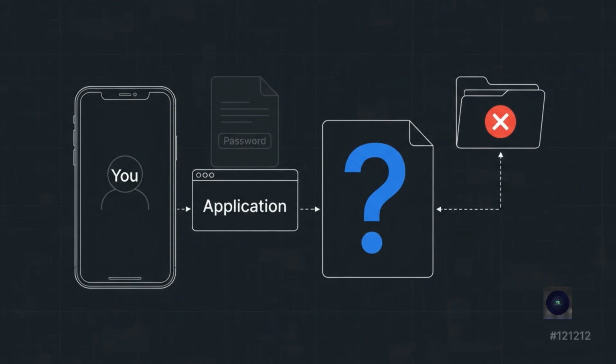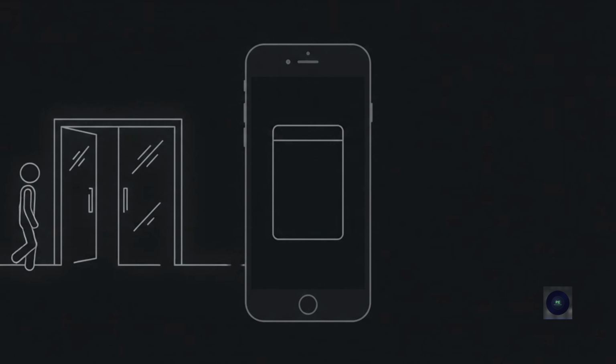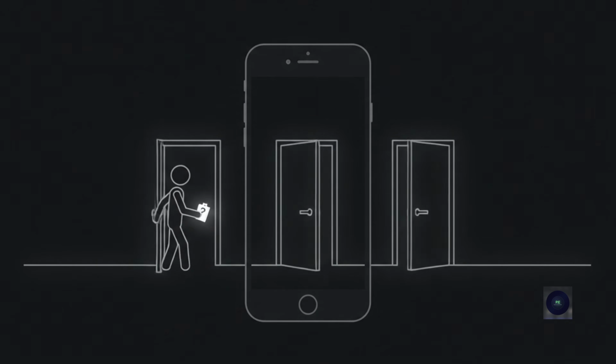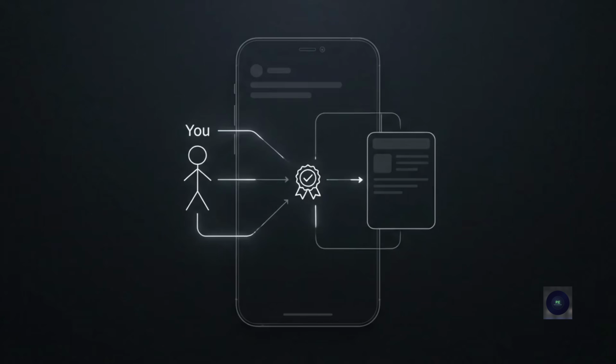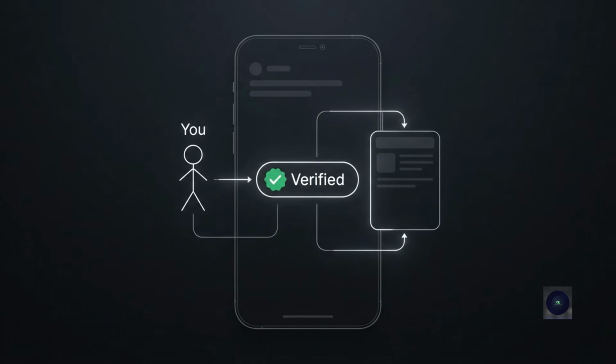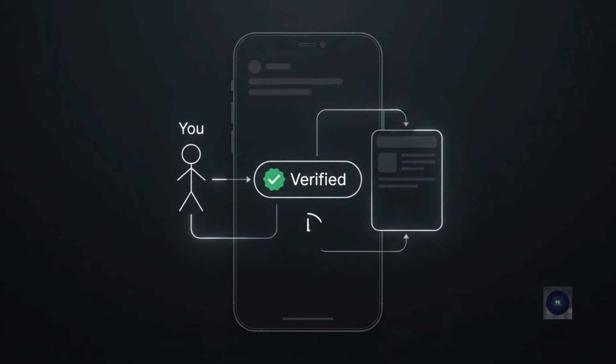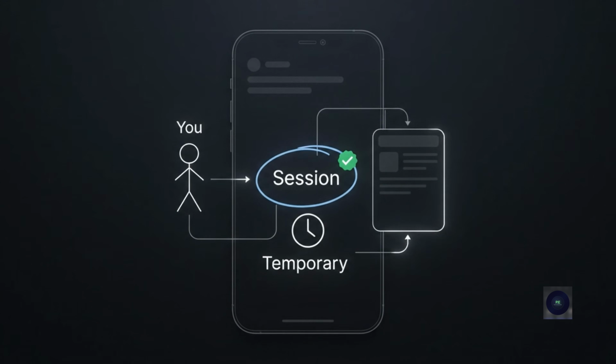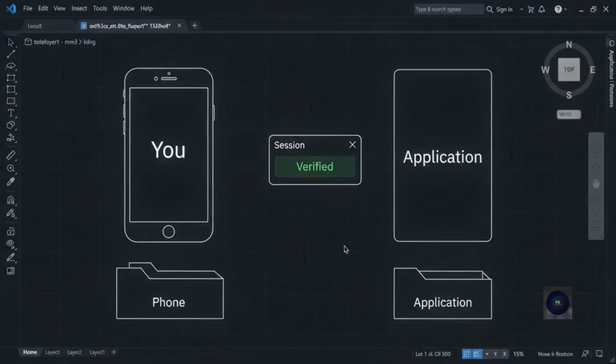It isn't your password. Imagine you visit an office. The security guard checks your identity only once. After that, it simply tells everyone you verified. Applications do something very similar. So the application doesn't remember your password. It remembers, instead of checking everything again, whether this temporary proof is still valid. This temporary memory has a name. It's called a session.